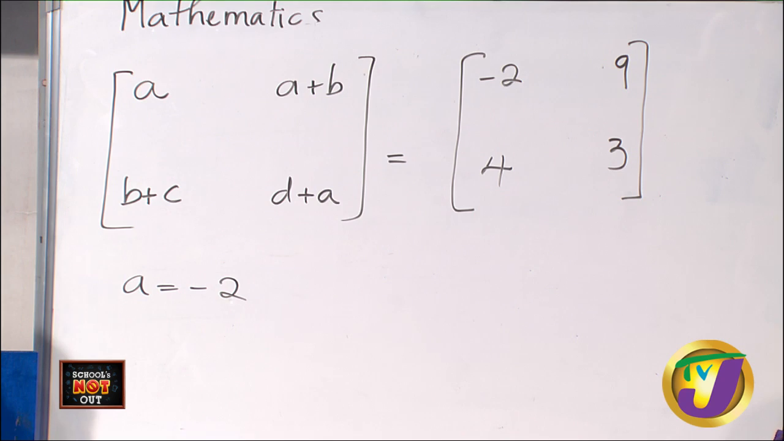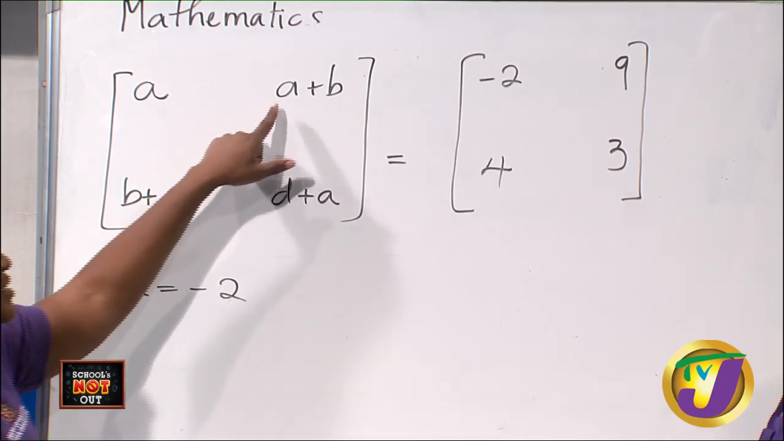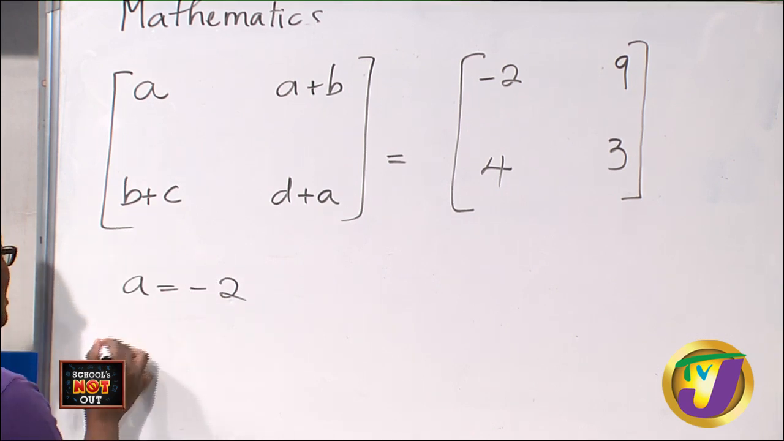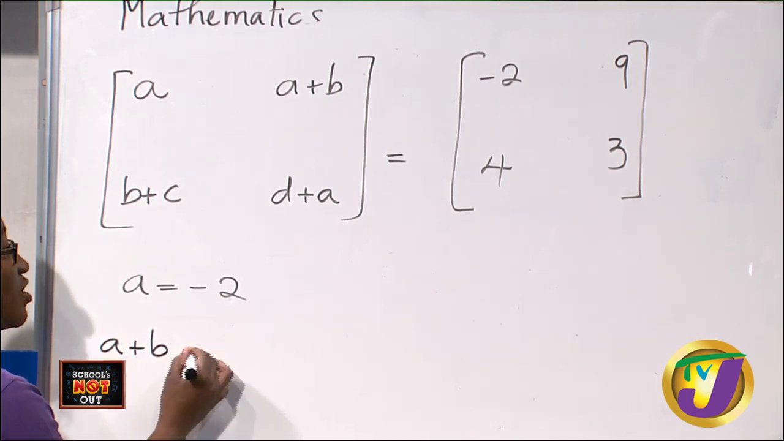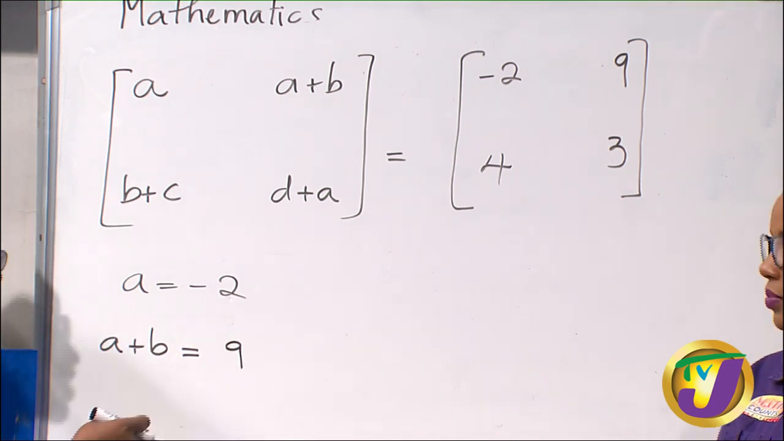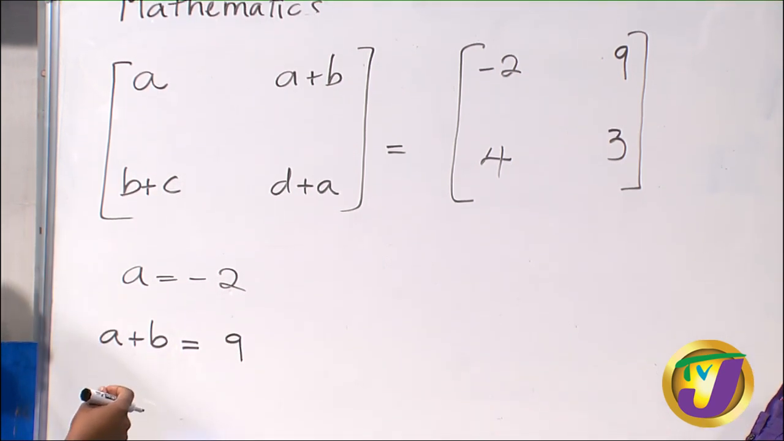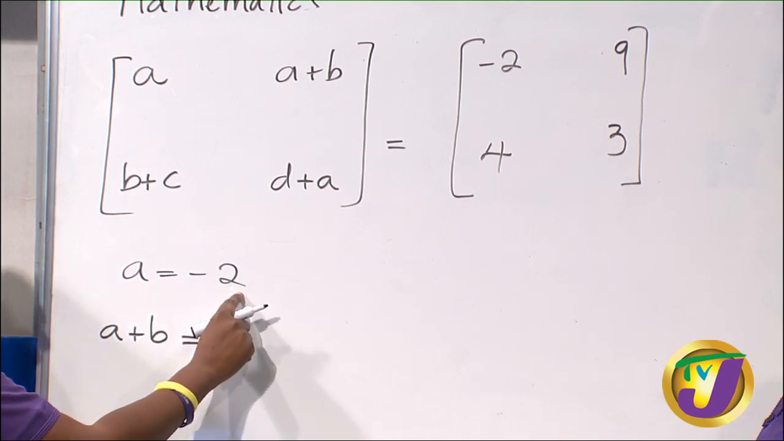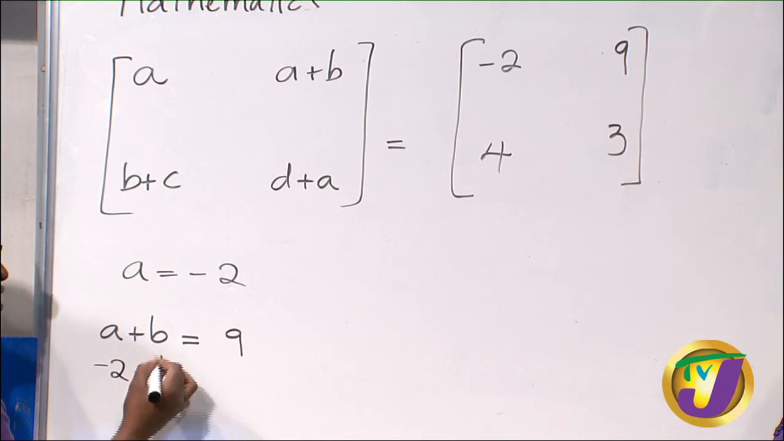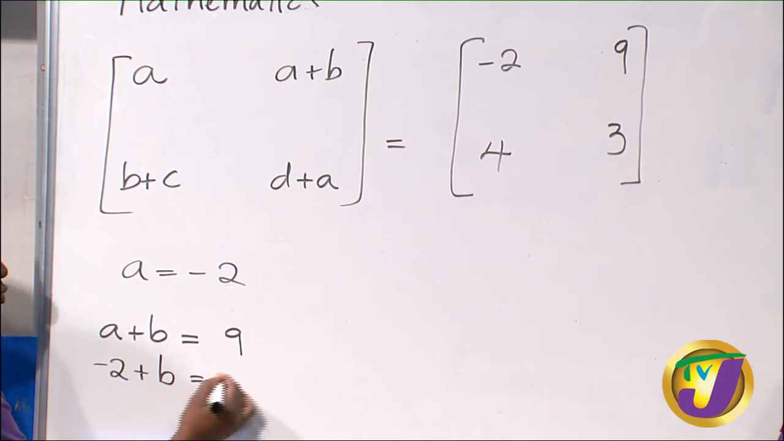Now our job is to figure out what B is. Based on equal matrices, A plus B must be equal to 9. And here we can do a substitution. We already know that A is -2, so where A is, I can simply substitute -2.